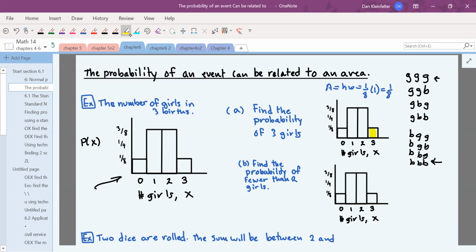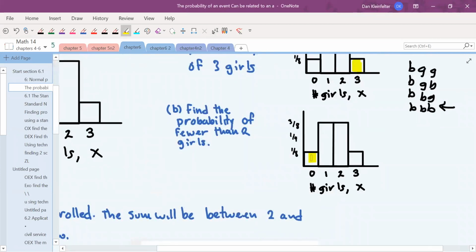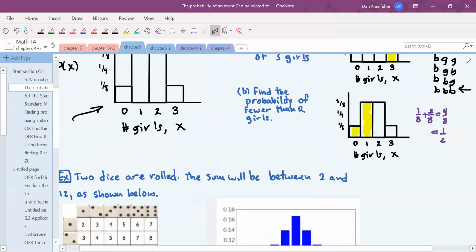As another example, if we wanted to know the probability of having fewer than 2 girls, well, fewer than 2 girls would be either 0 girls or 1 girl. So that would be the area shown here in yellow, which is actually half the distribution. We can see that this is going to be 1/8 plus 3/8, which is 4/8, which of course is 1/2. Again, the big idea is that the area can be seen as corresponding to the probability.